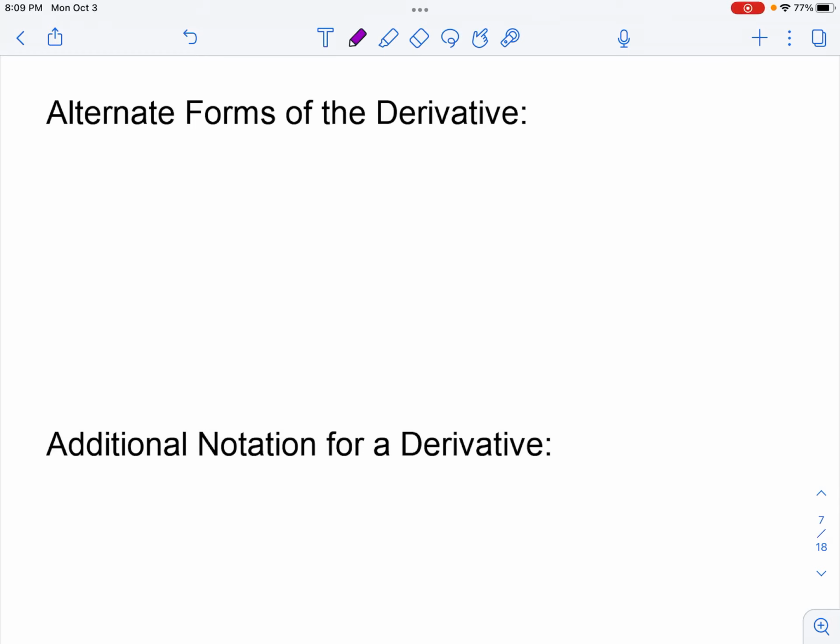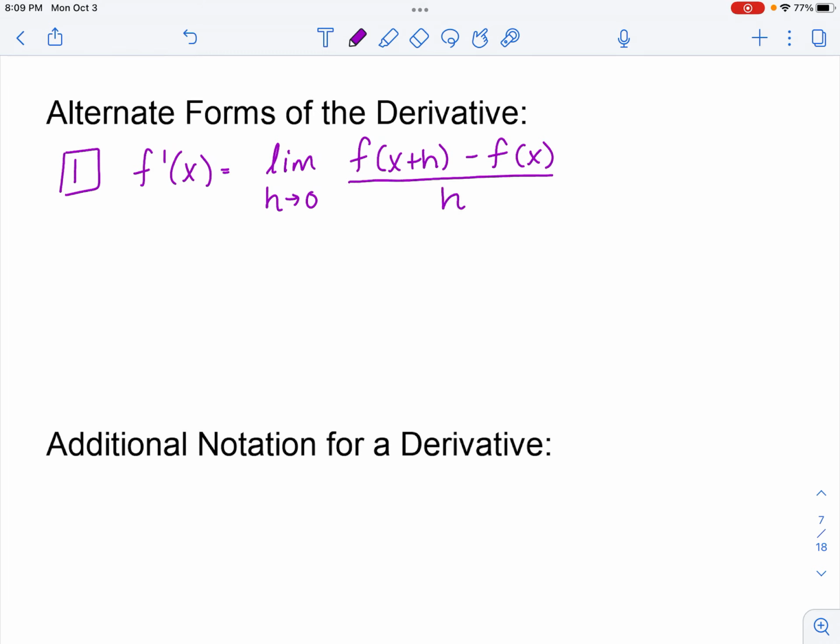Now, there are a few alternate forms of the derivative that we want to go over because sometimes one will be a little bit easier to use than others. All right, so the first one we've actually kind of already used, and that's by saying that f prime of x is equal to the limit as h goes to 0 of f of x plus h minus f of x all over h. Now, technically, this is an alternate form because it's not using the delta x that is technically supposed to be there, okay? But this, again, gives you the slope of the tangent line for any point or x value.